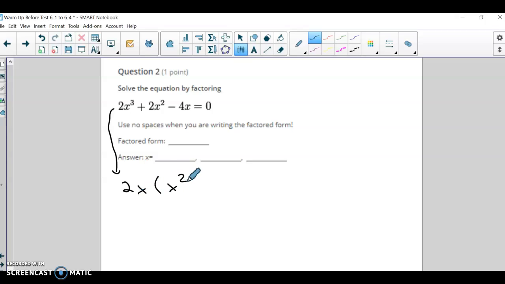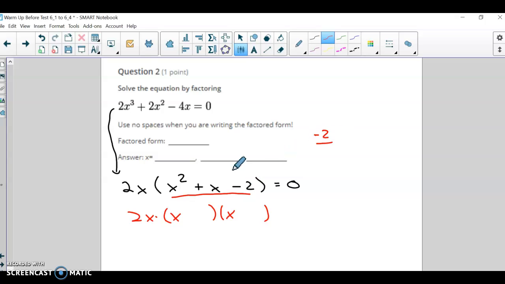Leaves me with x squared plus x minus 2. All right, and then from there, this trinomial, oftentimes we can split it into two little binomials. Okay, and I certainly would try it here because you have x squared, so it would be x and x. I'm going to leave my 2x out here. And then they have to multiply to -2 and add up to 1. So I think the only possibilities look like that.